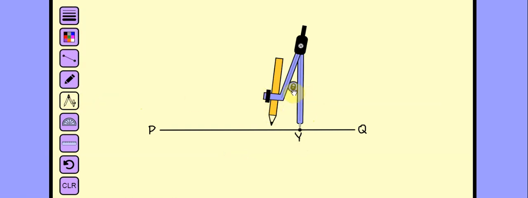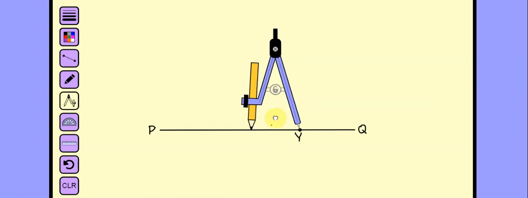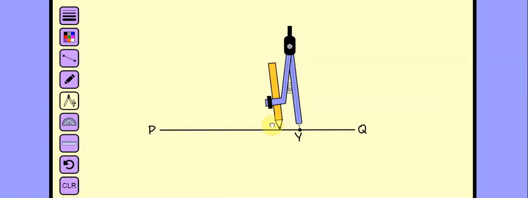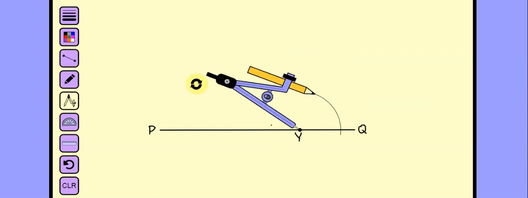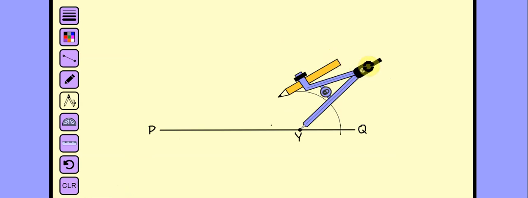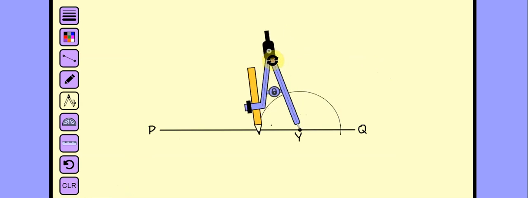Now opening our compass to a suitable separation, which I believe I have one right now, but you can open it up wider or nearer as you please, or as you have enough space between Y and Q. Alright, so that's my compass opening. So we're going to scribe an arc at Y coming all the way around. So it is cutting the line PQ to the left of Y and to the right of Y.